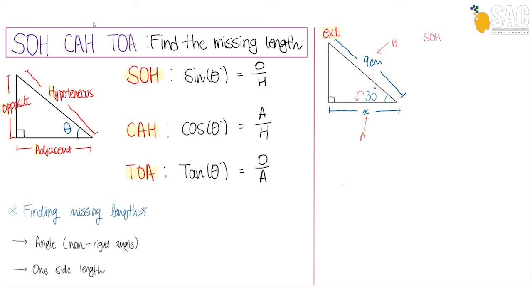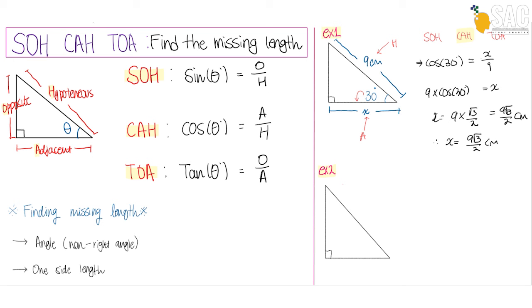And now we have to look at SOH, CAH, and TOA and see which one involves A and H. And definitely CA has both A and H. So let's use cos 30 degrees is adjacent over hypotenuse, so x over 9. And in order to find x, we have to multiply the other side by 9. So 9 times cos 30. From here, you can use your calculator to find what cos 30 is. It's root 3 over 2. So if you multiply 9 by root 3 over 2, it becomes 9 root 3 over 2 centimeters.